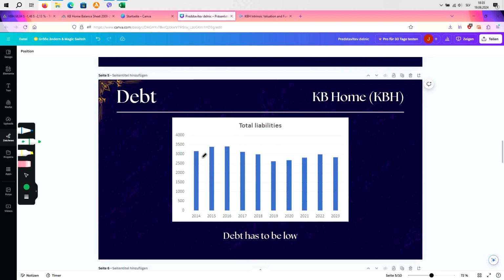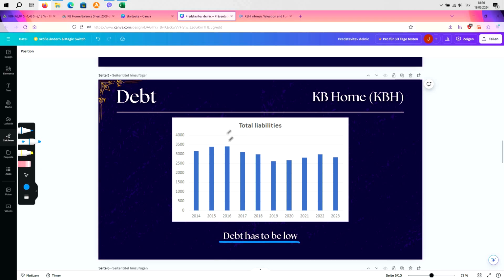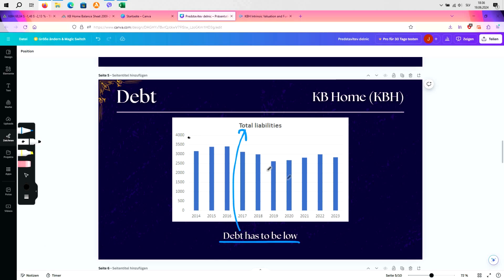Now we come to the debt, and unfortunately KB Home does not disclose the debt. So I took total liabilities instead, okay? But the instruction for total liabilities is exactly the same as for debt. Basically, total liabilities have to be low, just like the debt. Now, total liabilities are basically all of the costs that the company has, and debt is part of total liabilities, okay? Now, what does it mean that the debt has to be low? It actually means that the debt has to be decreasing through the years.